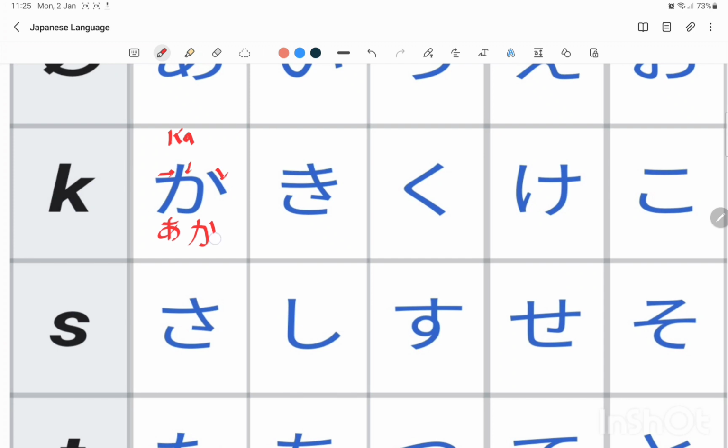Okay. So if I combine a and ka together, that means red. Next word is ki. So if I wanted to write ki, the stroke order for ki is, first you will make this stroke, then this one, and the last one is this. Something like this. First, second, and third. Okay. So this is ki.